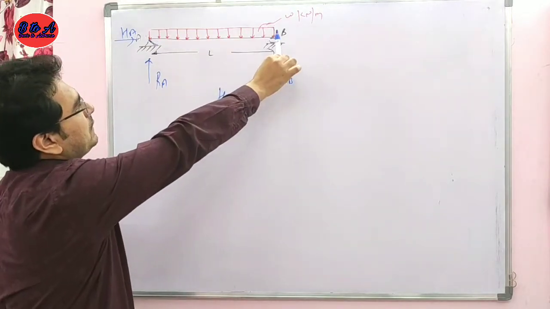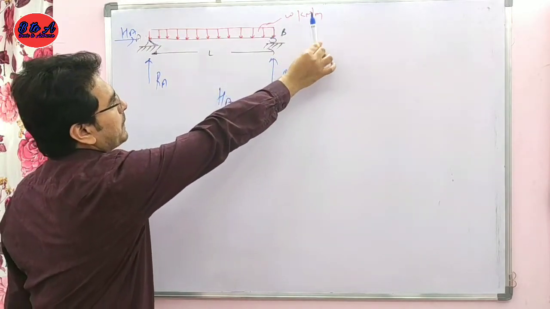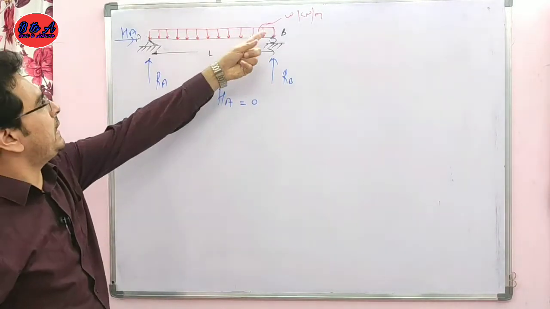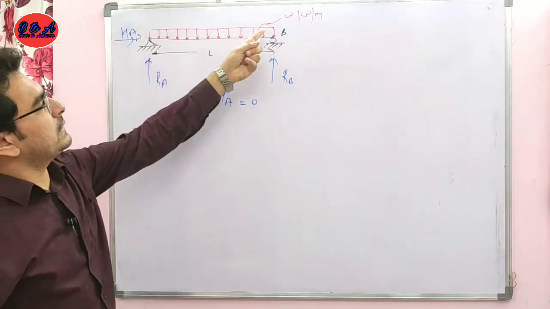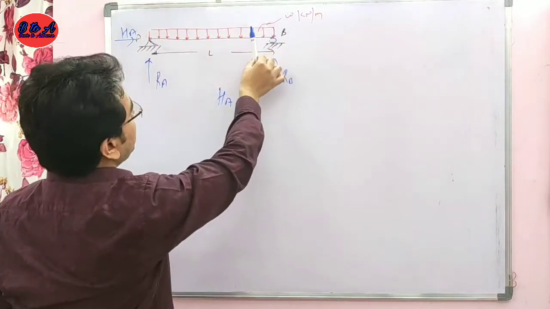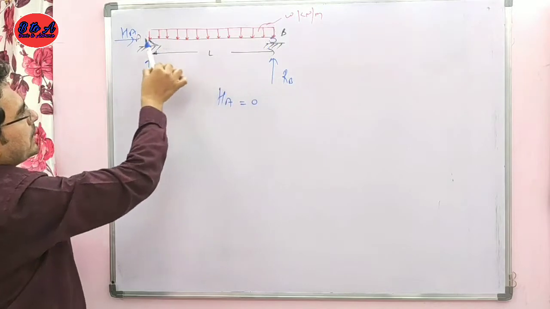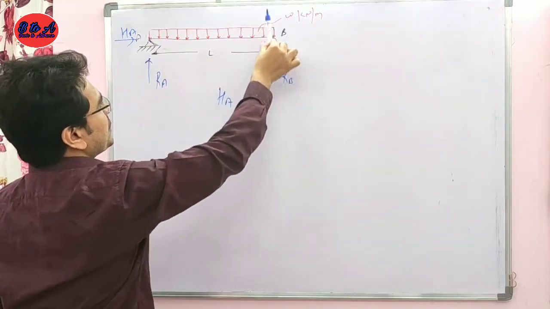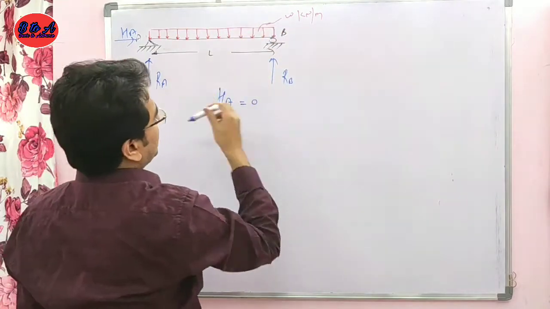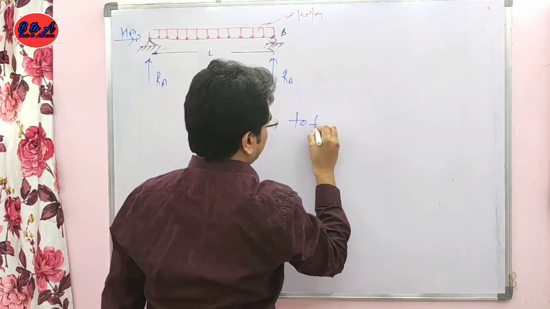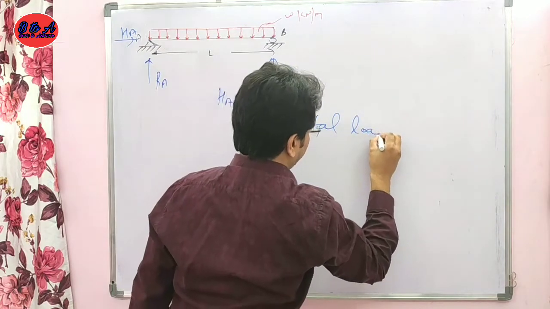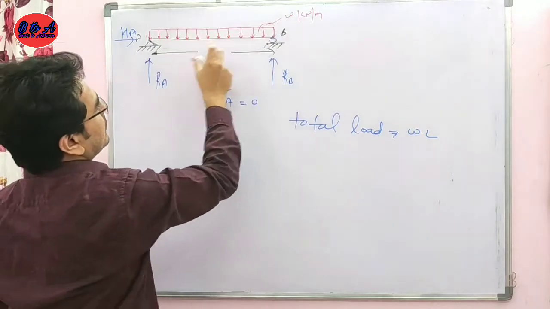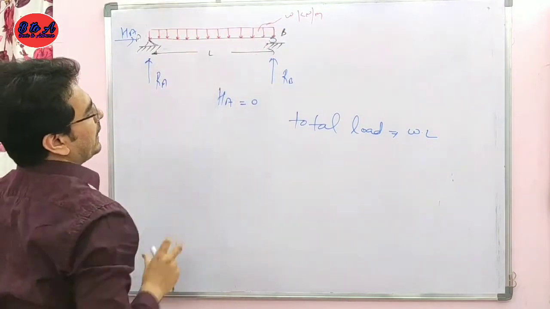Now this is the UDL having intensity of W kilonewton per meter. अगर हमको total load की value calculate करनी है, then I have to calculate the area of this load, that is the W multiplication of L, because this is the rectangle, so the area of the rectangle is equal to width multiplication of height. So the total load of UDL will be the area of load, that is the W multiplication of L.